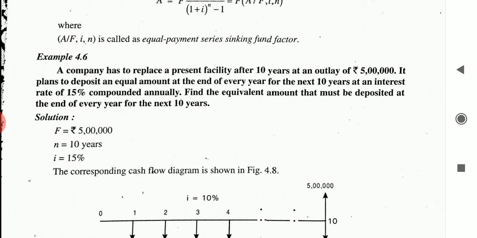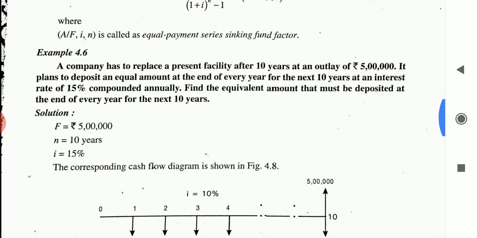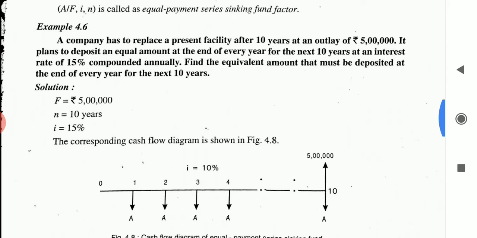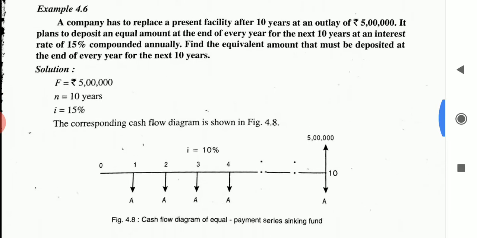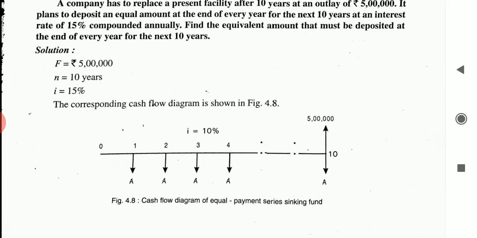Okay, we will discuss one problem. A company has to replace a present facility after 10 years at an outlay of 5 lakh. It plans to deposit an equal amount at the end of every year for the next 10 years at an interest rate of 15% compounded annually. Find the equal amount that must be deposited at the end of each year for the next 10 years.